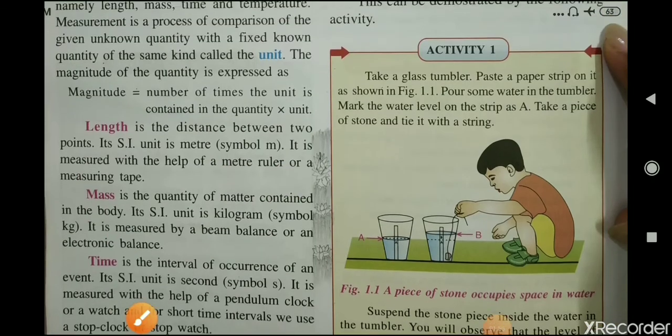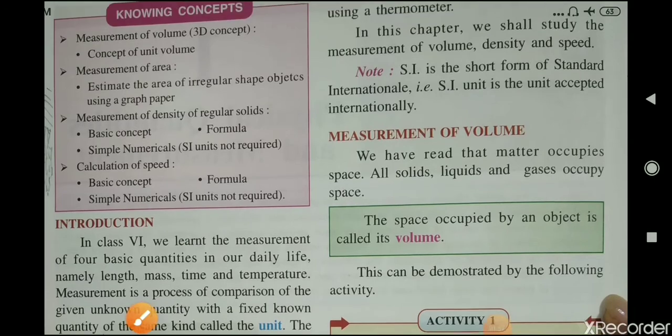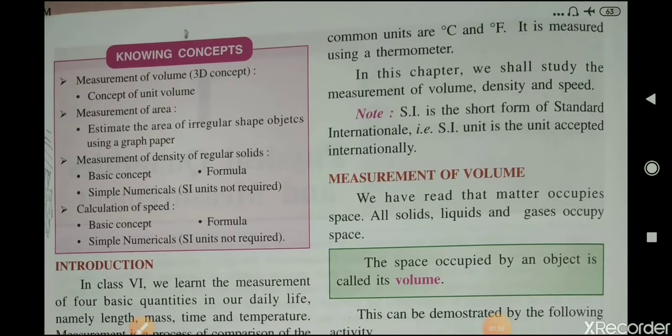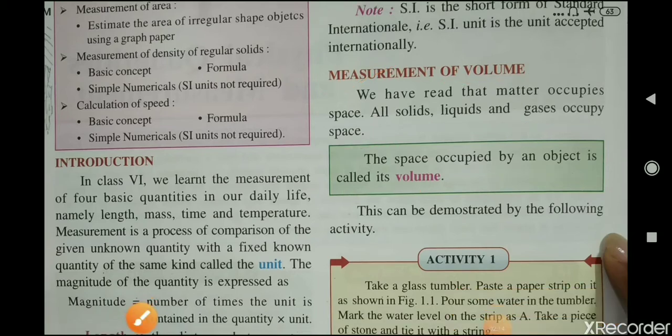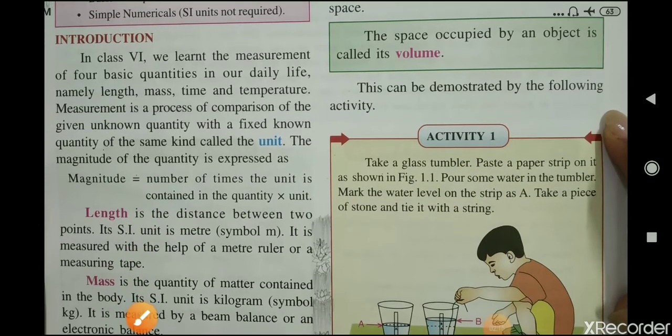You have already learned these terms in your previous class. In this chapter, we will see the measurement of volume. So what is volume? The space occupied by an object is called its volume. All solids, liquids and gases occupy space. Okay, so we can see this activity.